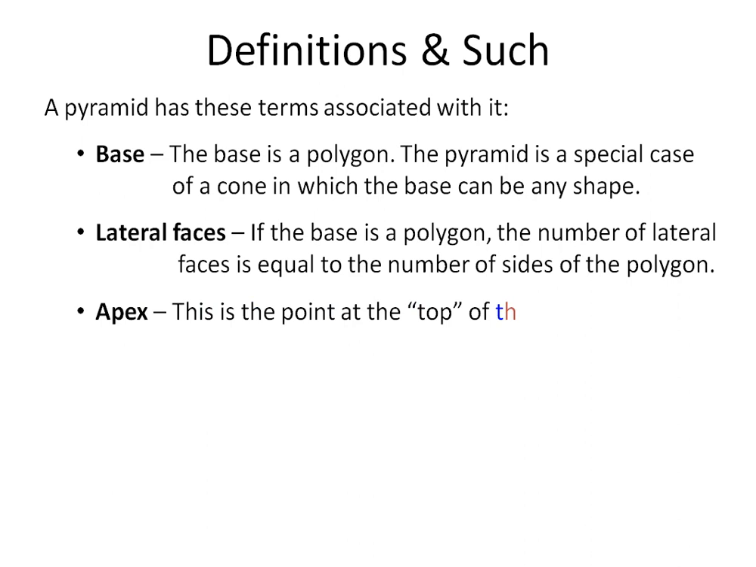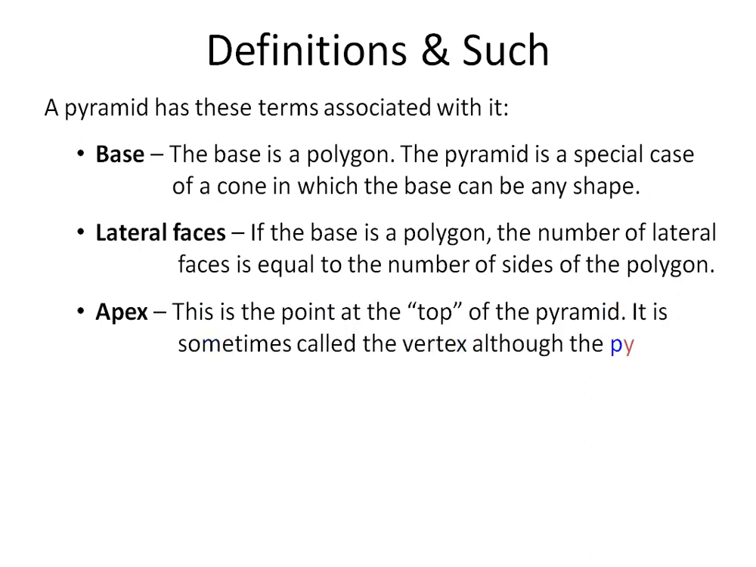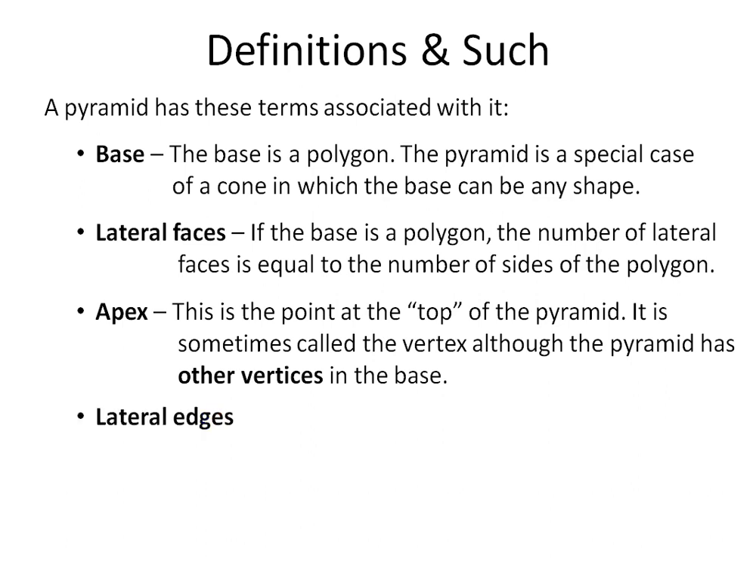Okay, every cone also has an apex. This is the point at the quote top unquote of the pyramid. It can be whichever direction. It depends on the way the pyramid's turned. Okay, it is sometimes called the vertex, although the pyramid has other vertices in the base. Okay, a pyramid also has lateral edges. These are the edges of the lateral faces. And it also has base edges, which are the edges of the base.